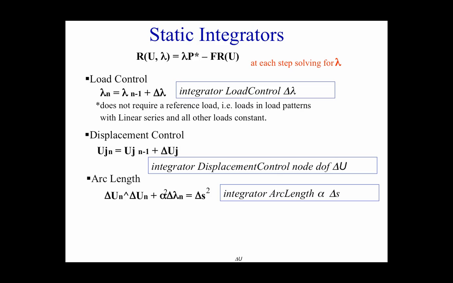So the arc length method, this is the constraint we're trying to enforce at every time step. The change in the displacements plus some alpha squared times the change in the load factor is equal to what's called the arc length, delta S squared. So that is the constraint we're trying to enforce at every single step. Okay? From one converged step to the next, this is the constraint we're trying to enforce. So what OpenSees is looking for is what is the delta lambda that's going to cause this constraint equation to be true.